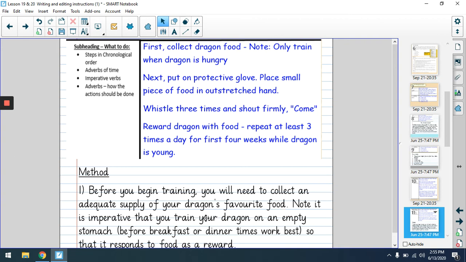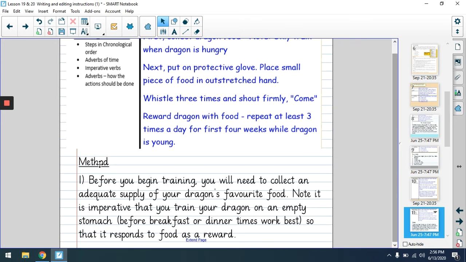Note, it is imperative that you train your dragon on an empty stomach, and a really good use of brackets here for extra information. Before breakfast or dinner times works best so that it responds to food as a reward. Don't forget you've got your heading, method, and I've decided to number my steps, my instructions.